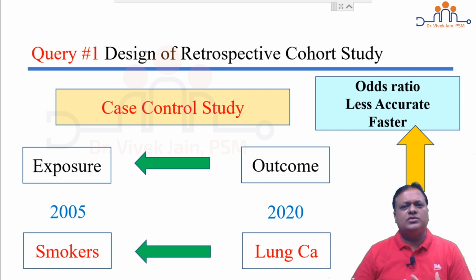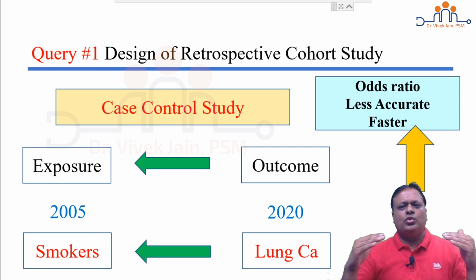Case control study gives you odds ratio, which is slightly less accurate due to recall bias. But at least the study is faster. So both studies have their own advantage, disadvantage. Cohort study, more accurate, time consuming. Case control study, less accurate results but faster.